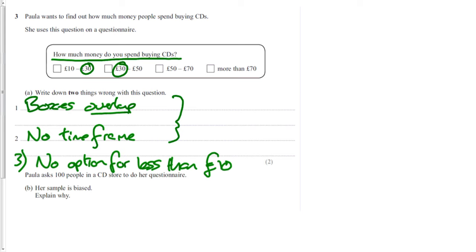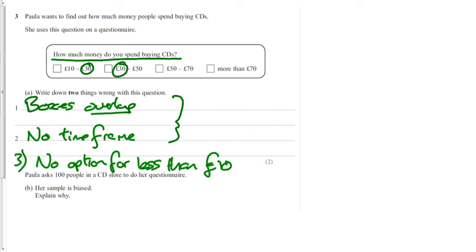Okay, the second part, Paula asked 100 people in a CD store to do a questionnaire. Her sample is biased. Explain why. Now, bias means that you're swaying towards one thing rather than another. So, for instance, if I preferred teaching my Year 11 class to my Year 10 class, I'd say I was biased towards Year 11. So here, Paula asked 100 people in a CD store how much they spend on CDs. The reason that's biased is because if people are in a CD store, they're there to buy CDs anyway.